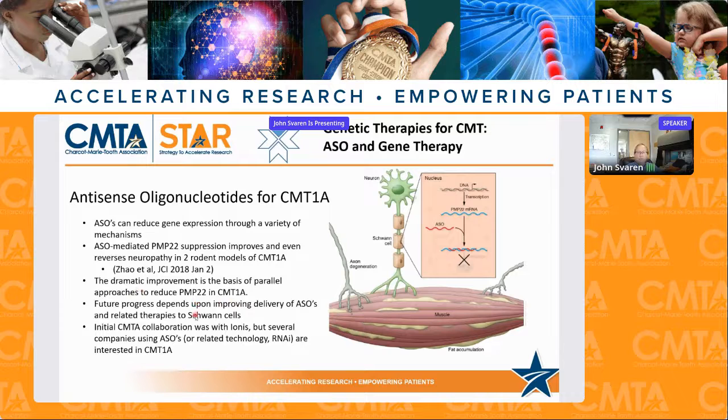So there's been a lot of work in the field by many to try to improve the delivery of ASOs so they can be effectively, efficiently, and safely delivered to Schwann cells. Now, this initial collaboration was with a company known as Ionis, but in the meantime, there are other companies that have ASOs or related technology known as RNA interference that are definitely interested in CMT1A.